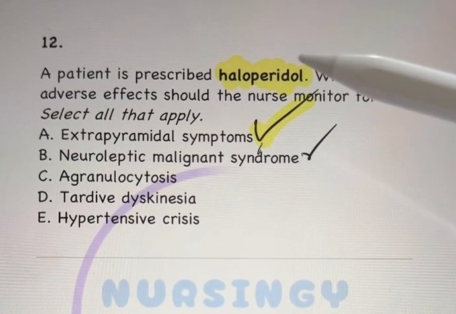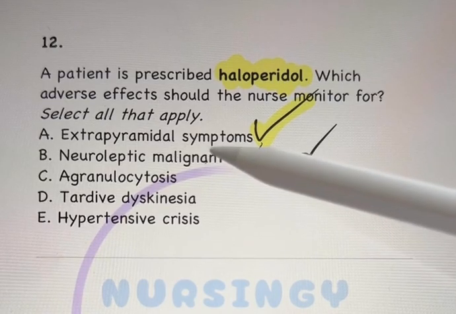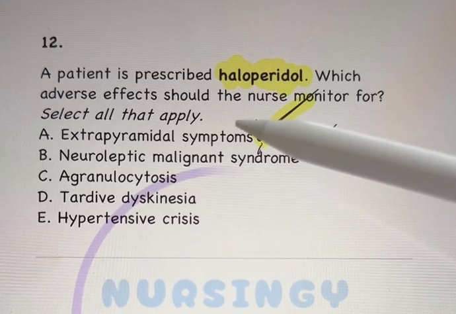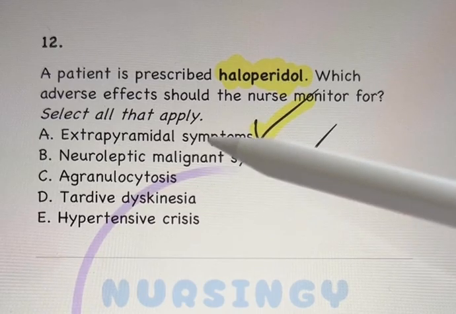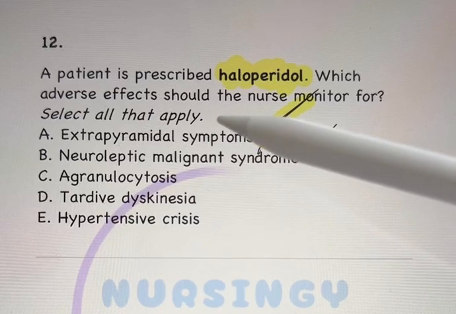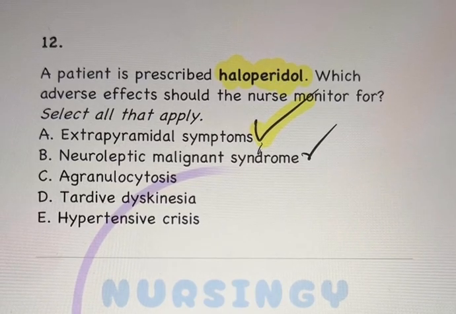Okay, let's do the next one. Agranulocytosis. Do we need to worry about agranulocytosis? Yes or no? Which class of medication causes agranulocytosis?